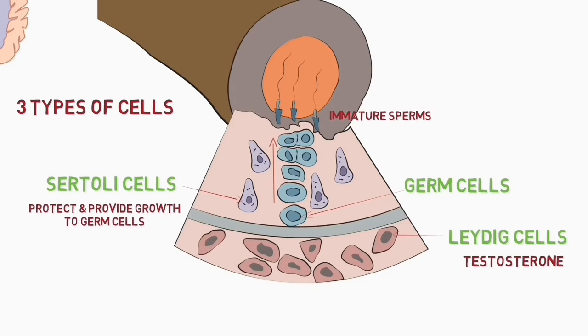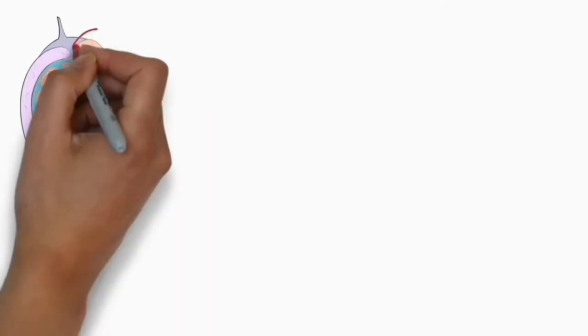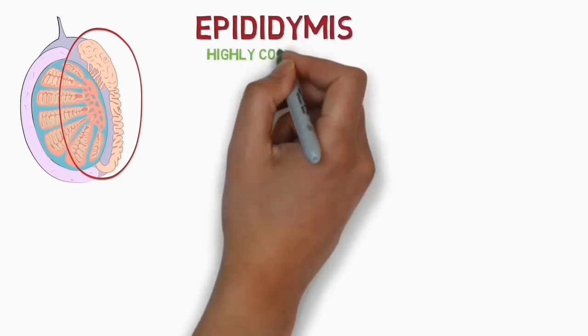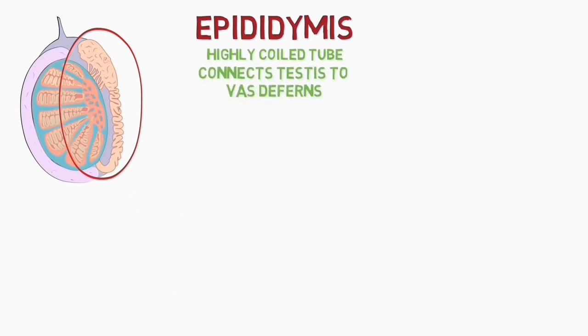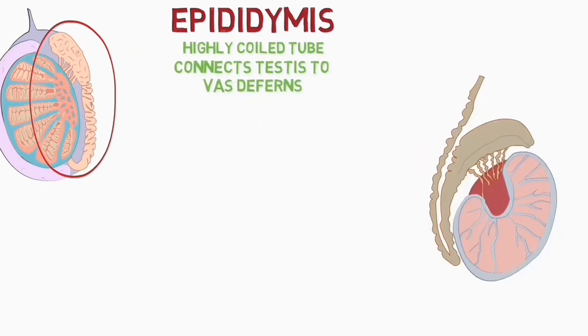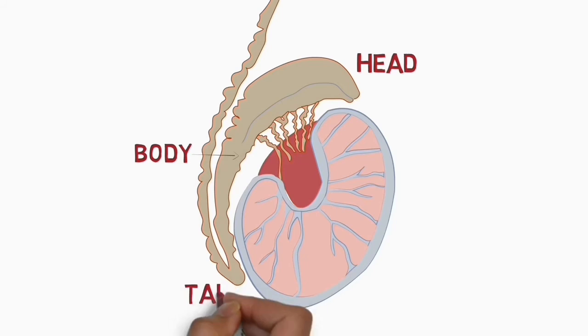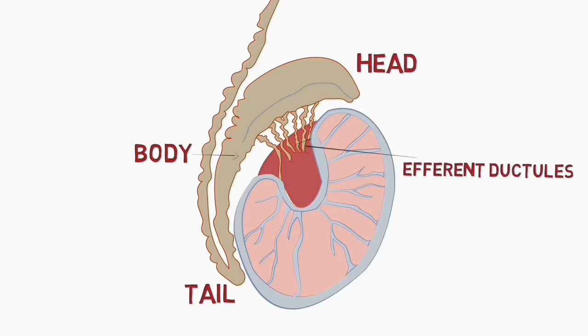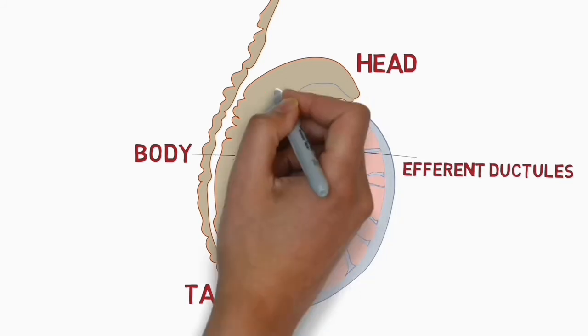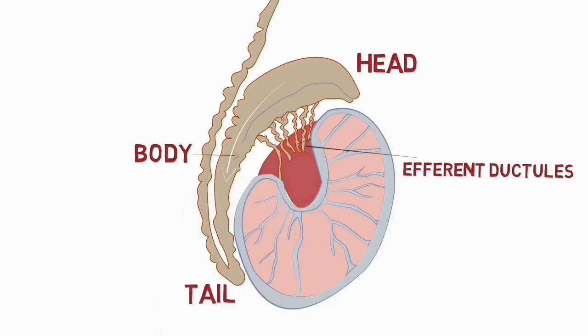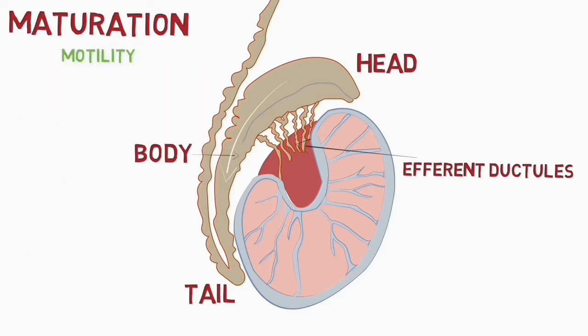Now let's talk about the epididymis. It is a highly coiled tube that connects testes to vas deferens. The epididymis comprises the head, body, and tail. The immature sperm produced in the seminiferous tubules passes through the epididymis by the efferent ductules. This immature sperm travels towards the tail of the epididymis and goes through the process of maturation. During this process of maturation, the immature sperm becomes mature and gains properties like motility and fertility.